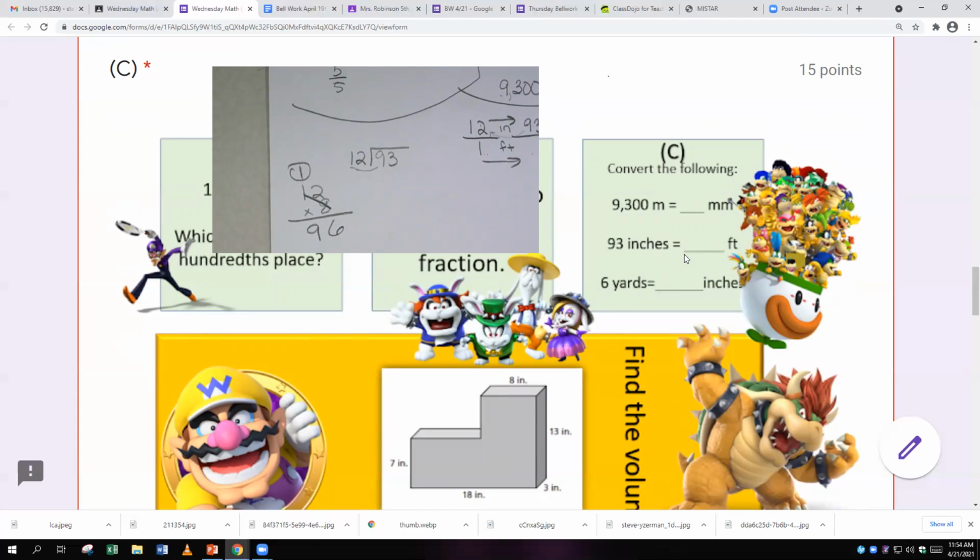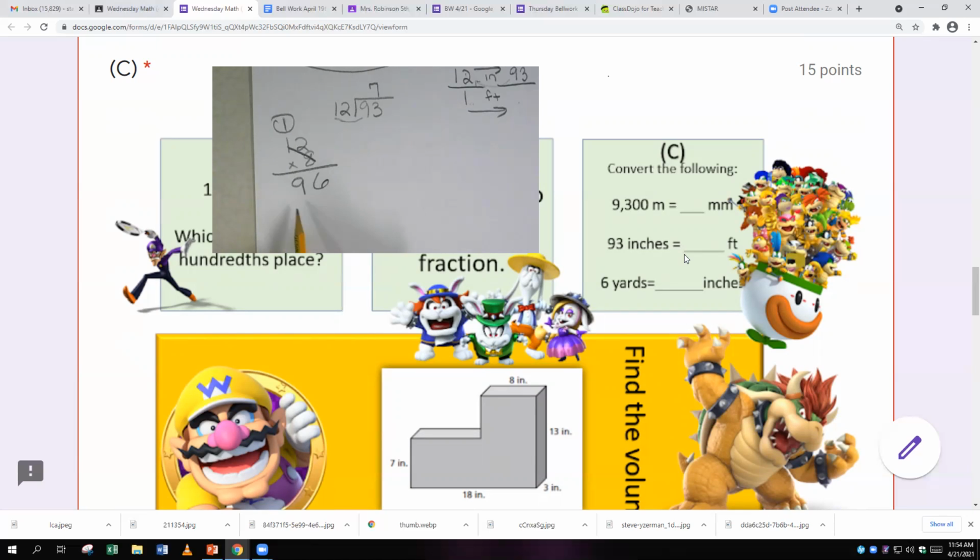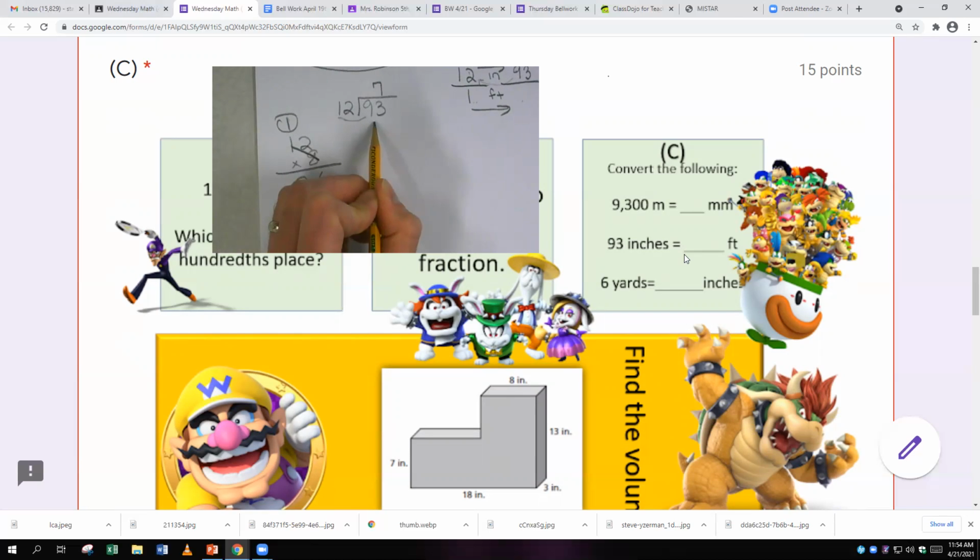How was my guess? My guess was too large. So I'm going to put one less, and then I've got to figure out what that looks like. So 12 times 7. When I pull 7 groups of 12 out, 7 times 2 is 14, 7 times 1 is 7, plus 1 is 8. I take out 84. What's left over?